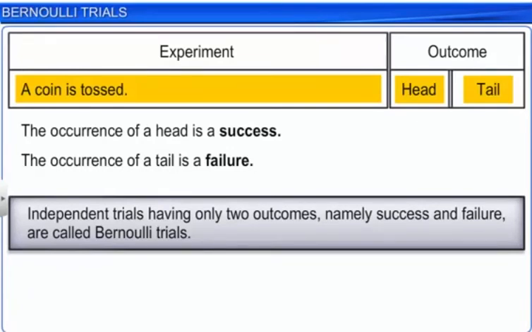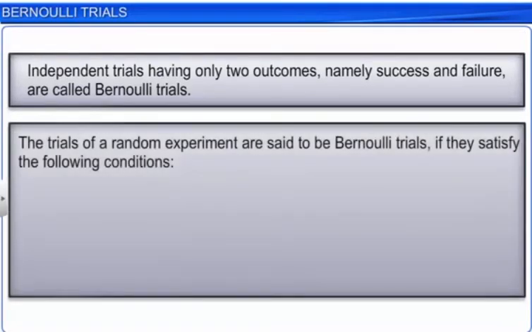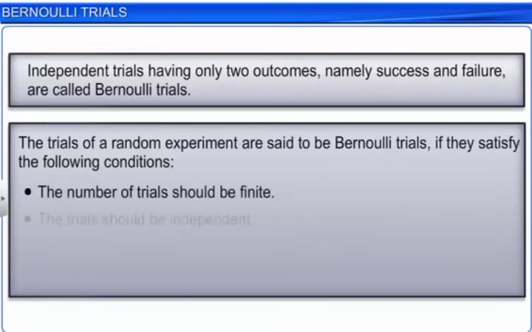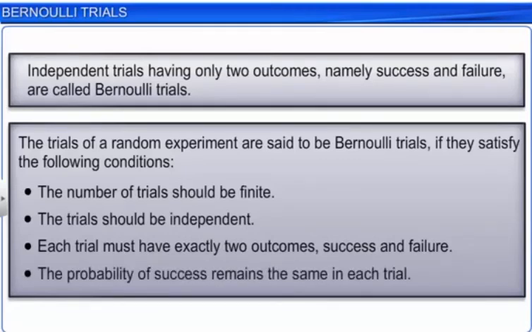In other words, the trials of a random experiment are said to be Bernoulli trials if they satisfy some conditions. The number of trials should be finite. The trials should be independent. Each trial must have exactly 2 outcomes, success and failure. The probability of success remains the same in each trial. Let's use this definition to verify whether a trial is a Bernoulli trial.